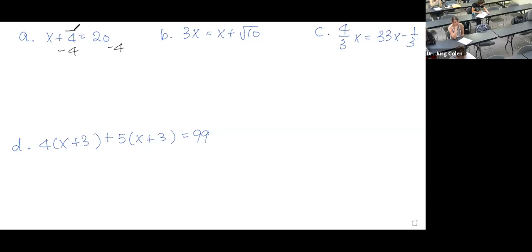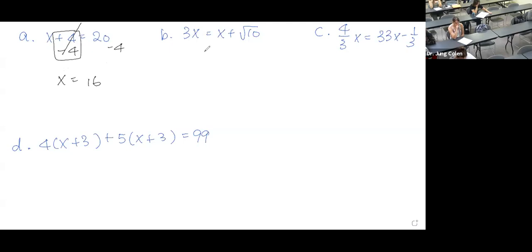What happens here? Plus 4 minus 4 cancels out, so we get 0 and x plus 0 is x. So 20 minus 4 is 16. Very good. How about this one?